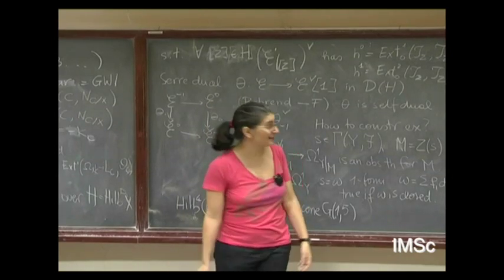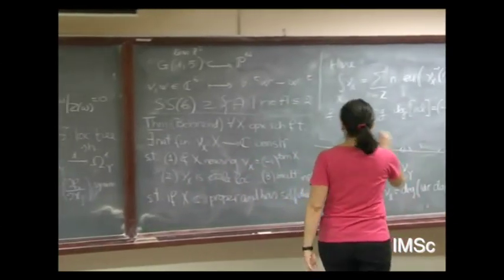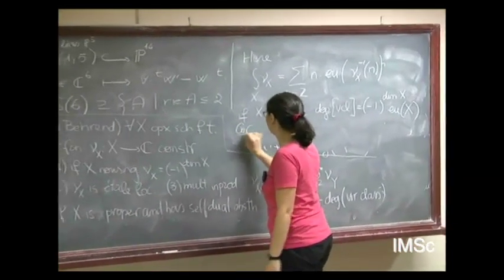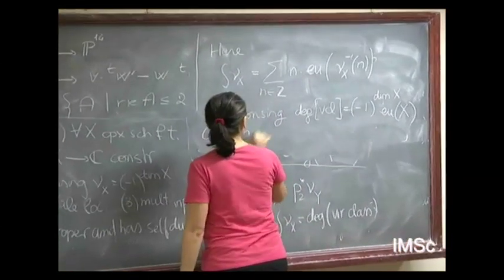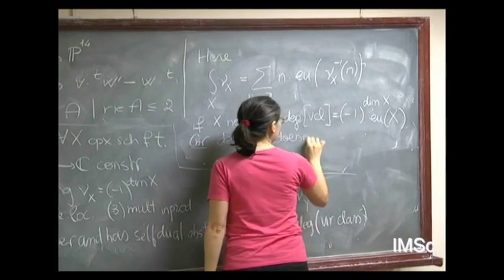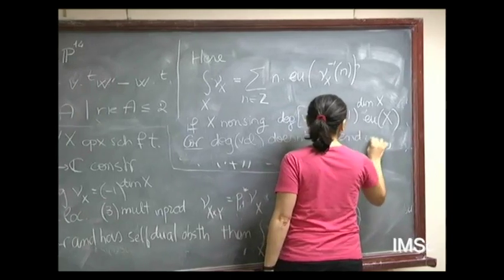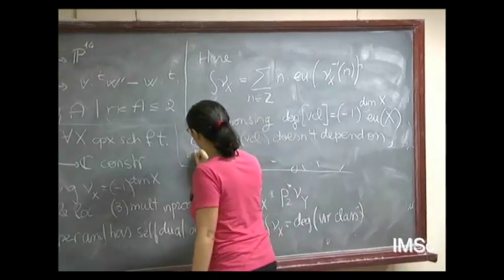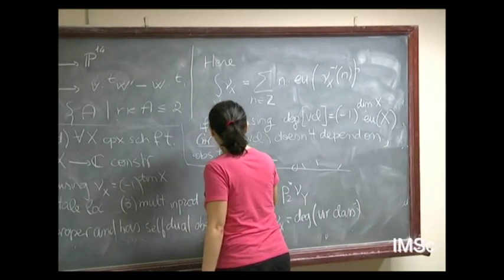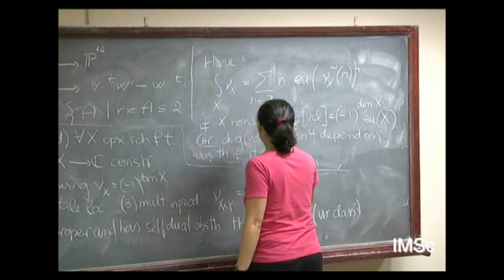The virtual class depends on the obstruction theory. That is precisely the point. So in particular, corollary: the degree of the virtual class does not depend on the obstruction theory, if it is self-dual.